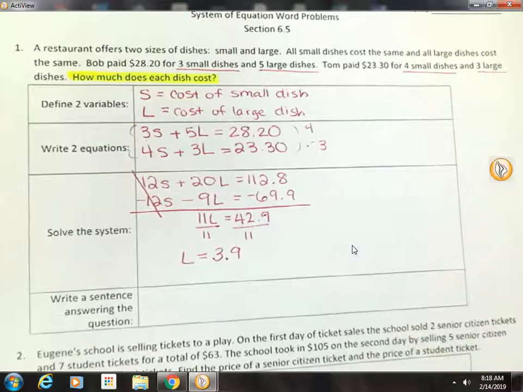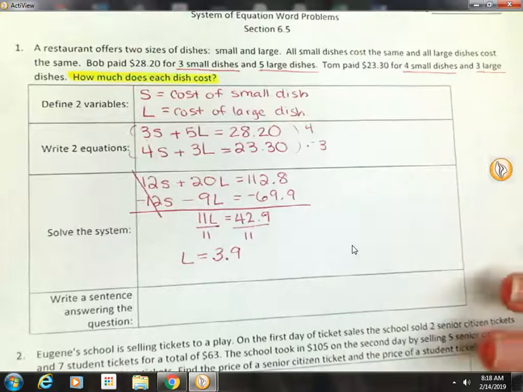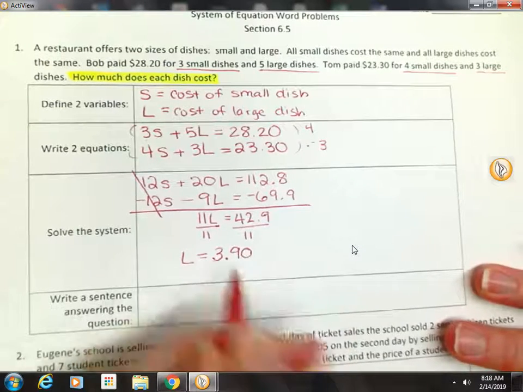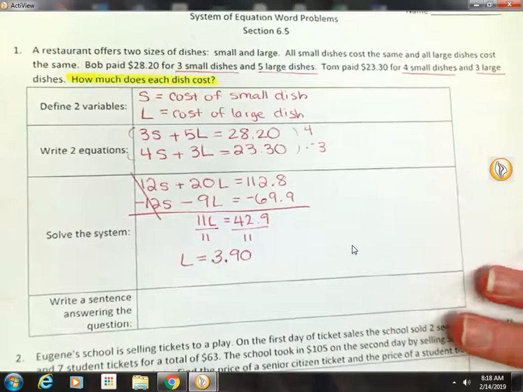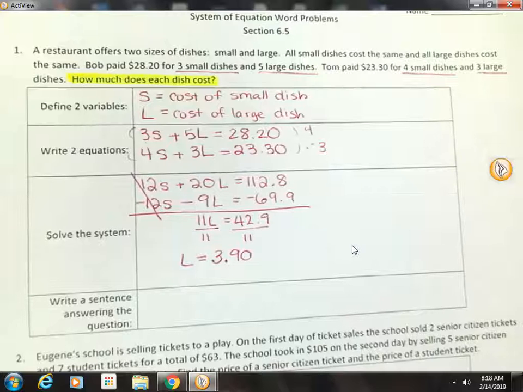Do you think it's okay to have a decimal here? Why? Because it's a cost of money. Money, right. And money, we could have up to 2 decimal places, couldn't we? Now, if it was a repeating decimal, something's wrong. But I'm definitely okay with this, because wouldn't that be like $3.90? Yeah, so that definitely seems reasonable. And $3.90 for a large dish, I think it's probably okay.